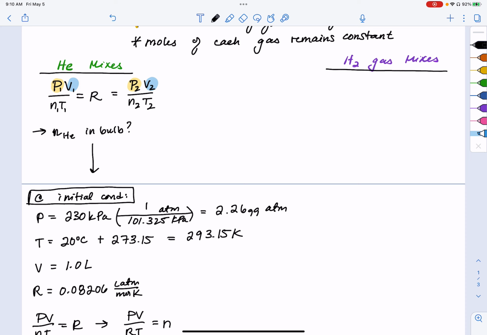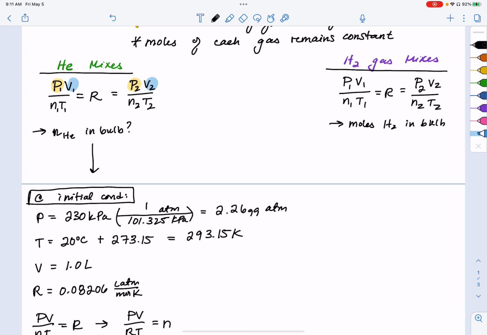Okay, let's do the same thing for our hydrogen. So P1V1 for hydrogen over N1T1 is equal to R, which is also equal to P2V2 over N2T2. So let's figure out the moles of hydrogen in the bulb before mixing. So at initial conditions.